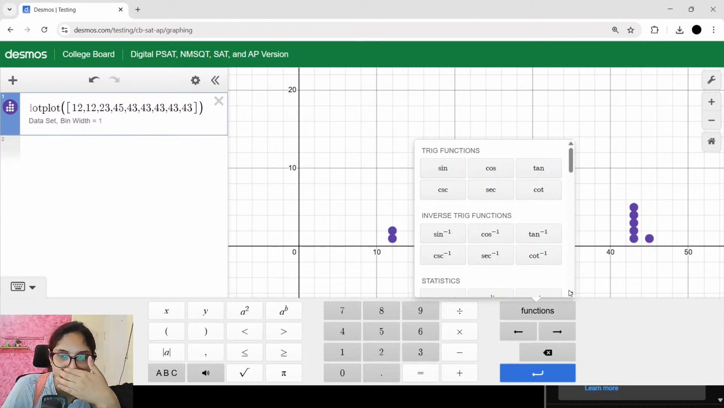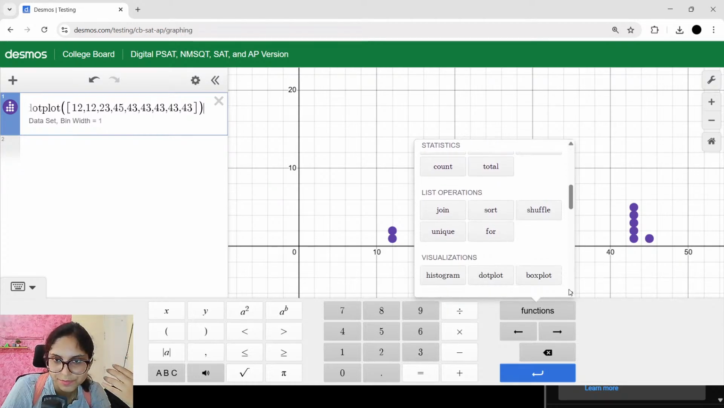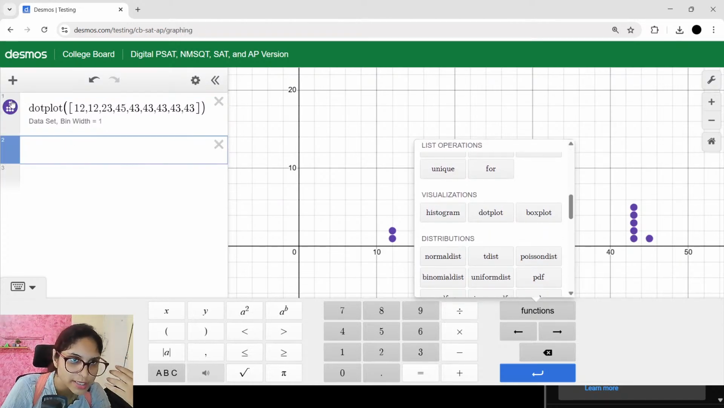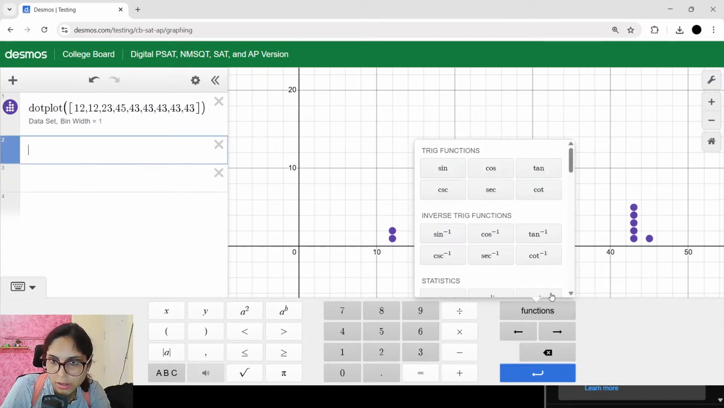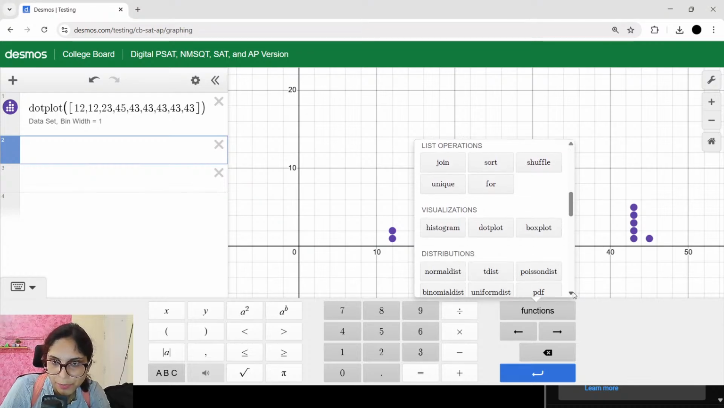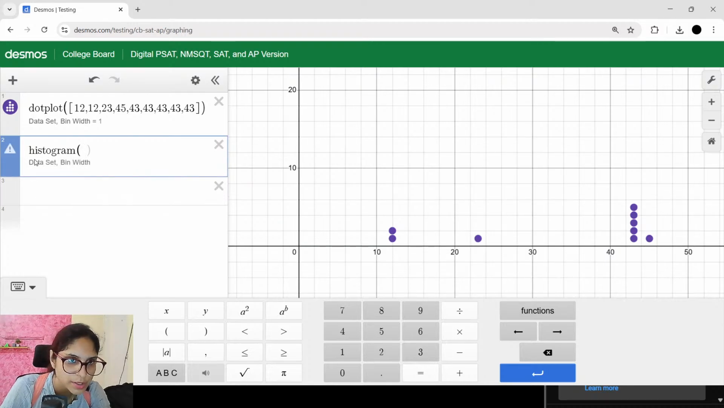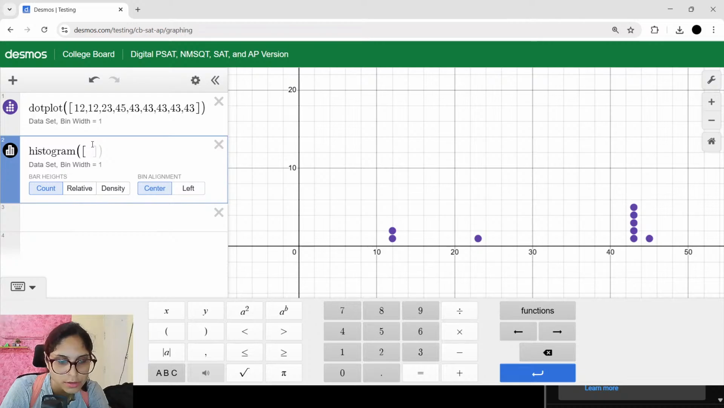And now similarly for histogram, let's see what we have to do. It is not necessary that you have to do everything in one. You can also go to 2, 3. For example, now I'll be using 2. So here if you see, this is your histogram and again, you just have to give the values: 10, 12, 14, 16, 25, 27, 29.